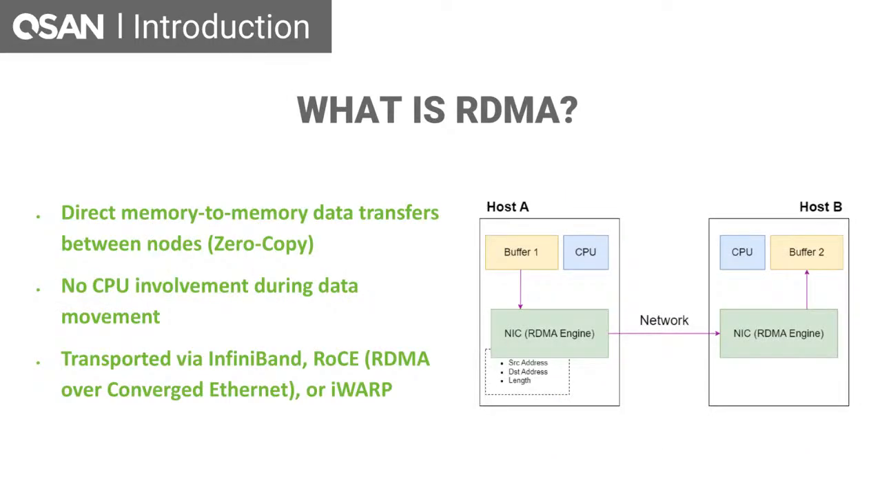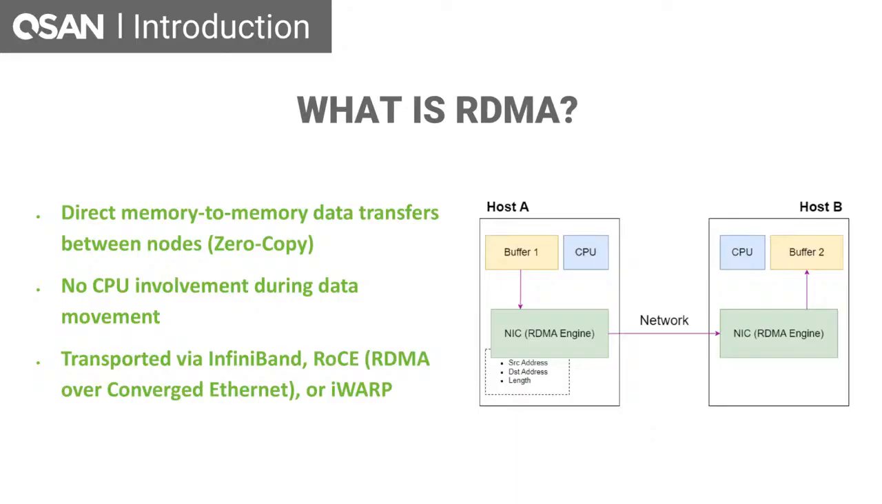Remote Direct Memory Access, or RDMA, is a networking technology that allows one computer to access the memory of another without involving the CPU or the operating system. It's widely used in high-performance computing and distributed storage environments where speed and efficiency are critical. Let's take a look at the key working principles of RDMA.